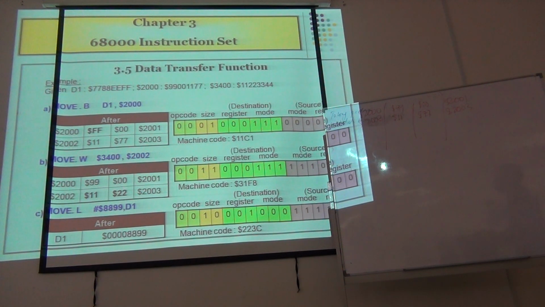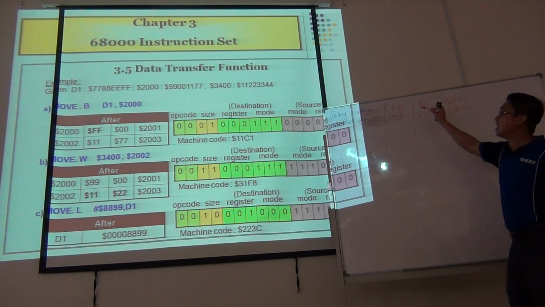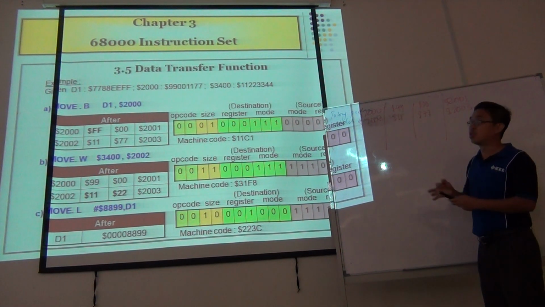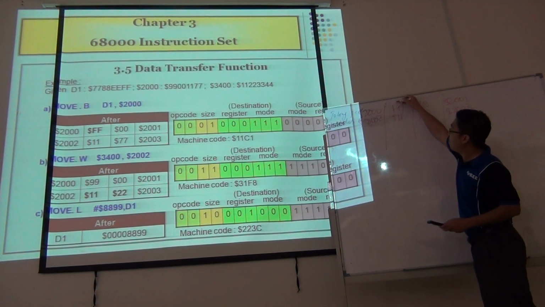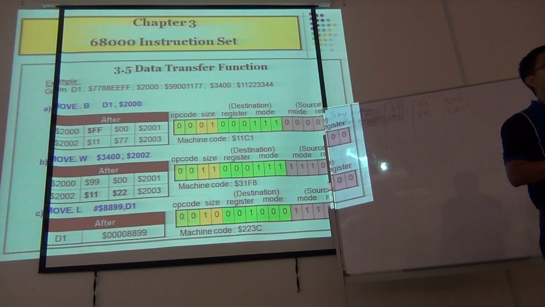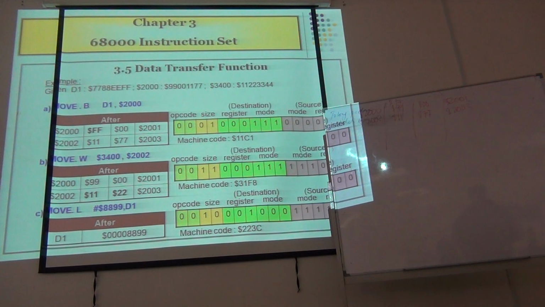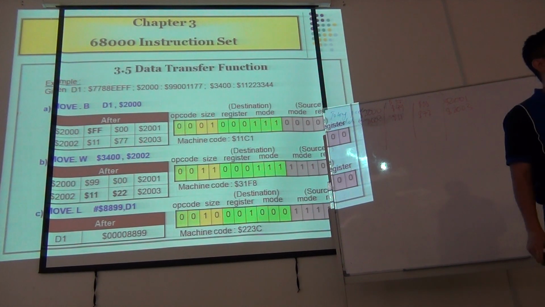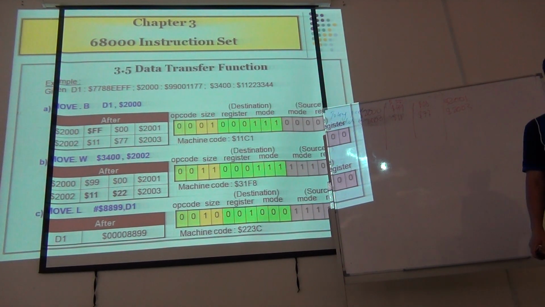Means that you are going to erase from 99 to FF. You are erasing the memory and replacing it with a new number accordingly from the data register. Okay, next one. Boleh faham tak?